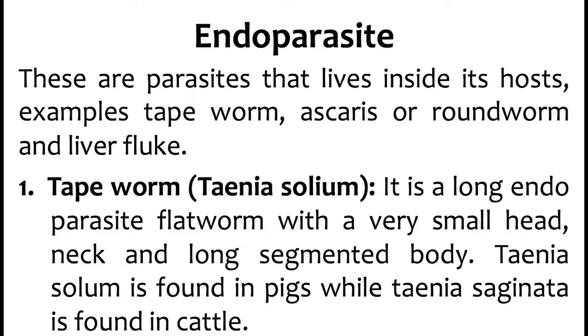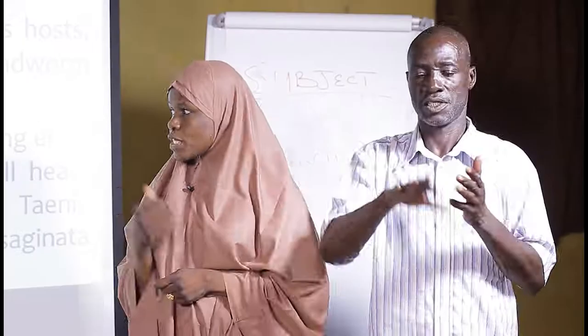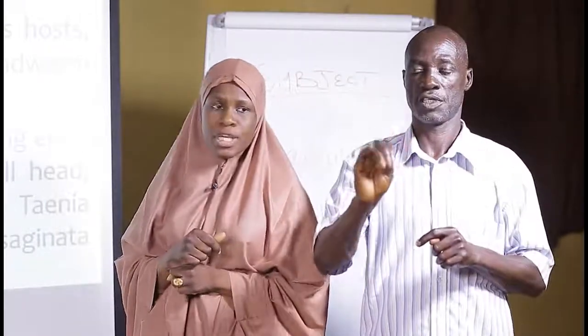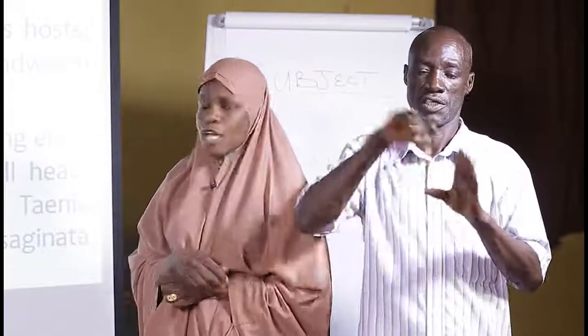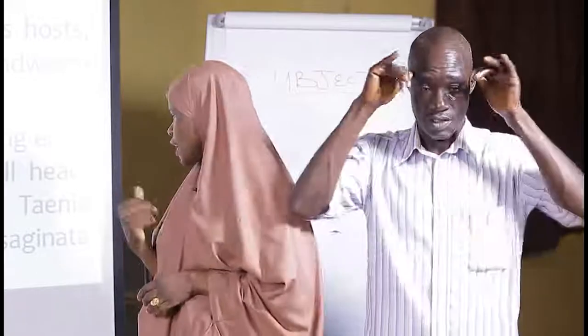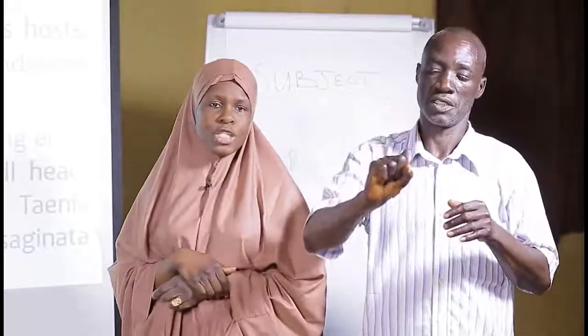Tapeworm is also known as Taenia solium. It is a long endoparasite flatworm with a very small head, neck, and long segmented body. Taenia solium is found in pig, while Taenia saginata is found in cattle. We have two types of tapeworm. The ones that are found in pig are known as Taenia solium, while the ones that you find in cattle are known as Taenia saginata.